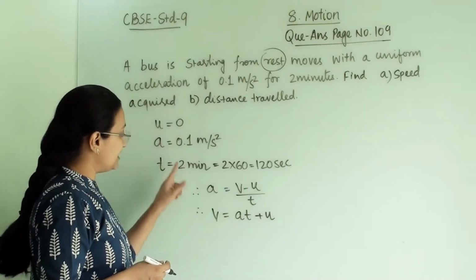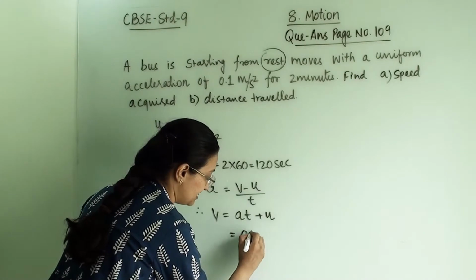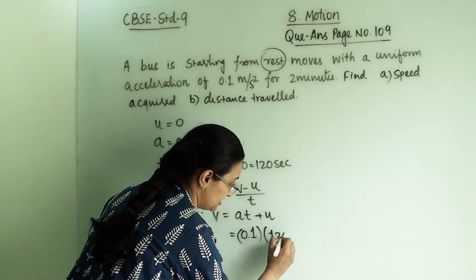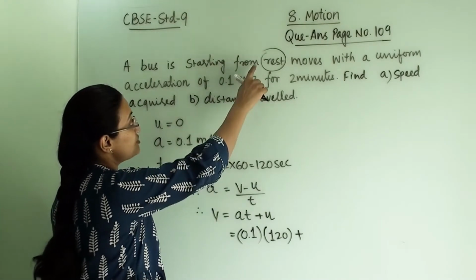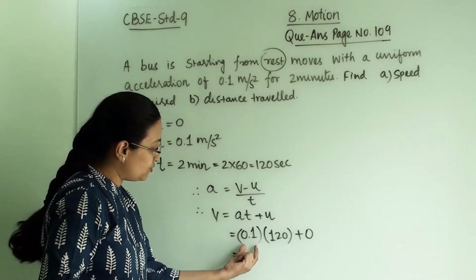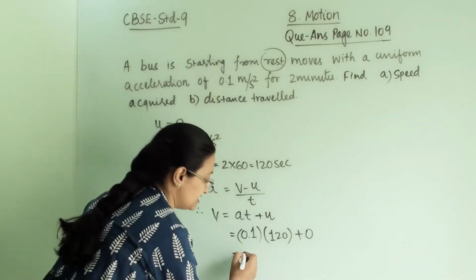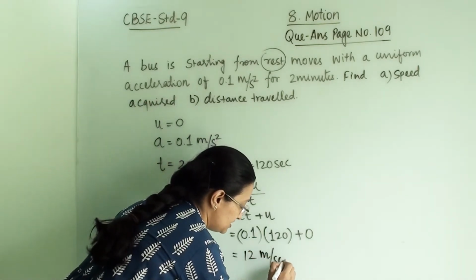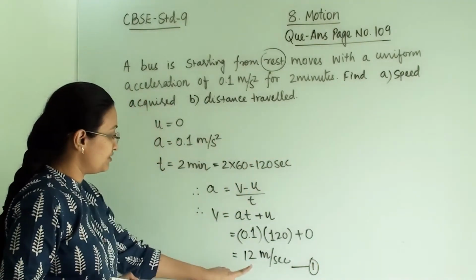Now let us put all the details in this equation. What is our acceleration? 0.1. So here we write 0.1. Now the time is 120 seconds, so it is 120, plus u. U is initial velocity, and that is 0 because the bus is starting from rest. Now here we will get 0.1 into 120, so 120 divided by 10. We will get 12. So the final velocity will be 12 meter per second. This is our first answer, the speed acquired.